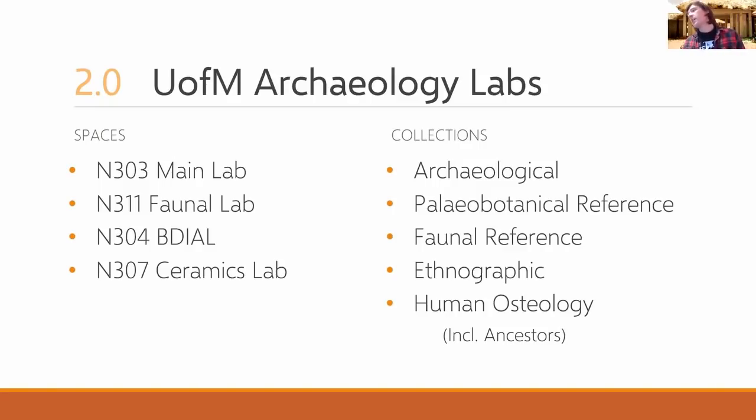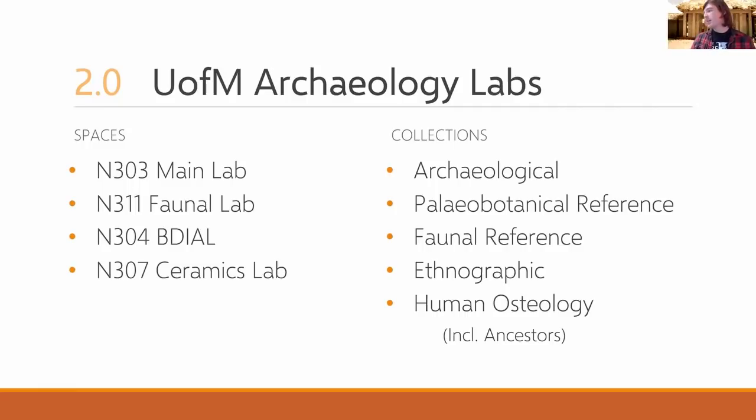The labs themselves are physically located on the Fort Garry campus on the third floor of the Duff Roblin building. There's four main spaces: the main lab in N303, the faunal lab in N311, the B-dial lab in N304. B-dial is mostly used by professors Rob Hoppe and Julia Gamble. It's for imaging osteological remains. And N307, the ceramics lab.